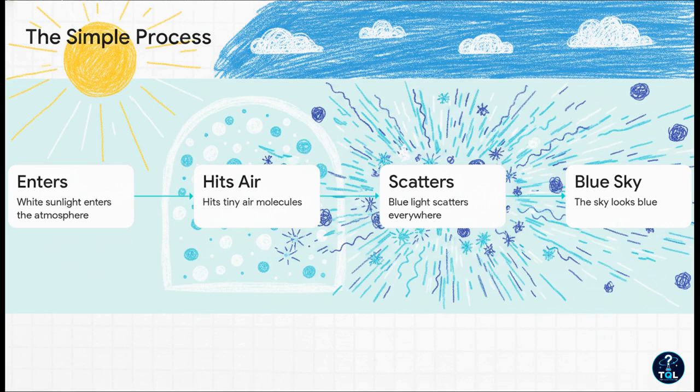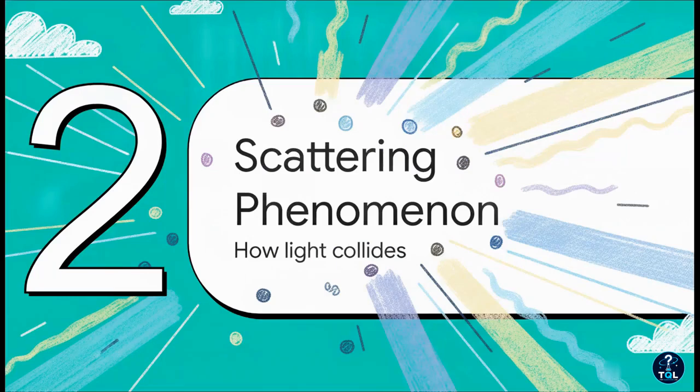And because that blue light is traveling in those short, choppy waves we just talked about, it gets intercepted. It basically crashes into these molecules and scatters in literally every direction. That scattered blue light then bounces all around and eventually reaches our eyes from every single part of the sky above, which makes the whole thing look vividly blue. All right, moving on to section 2, the scattering phenomenon, or how light collides.